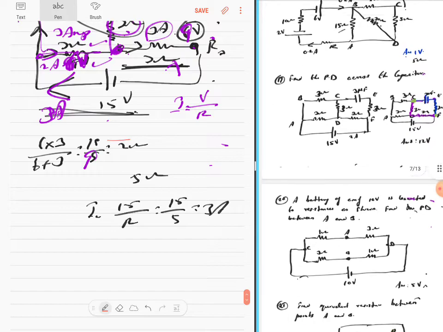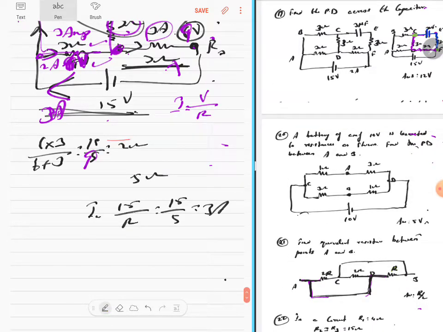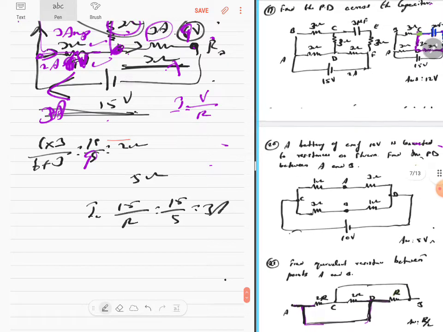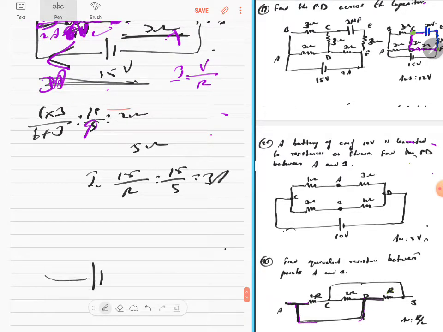Here it is. Question 20. A battery of EMF 10 volts is connected to the resistances shown. Find the potential difference across A and B. First, you just redraw the circuit. This is the circuit, correct?